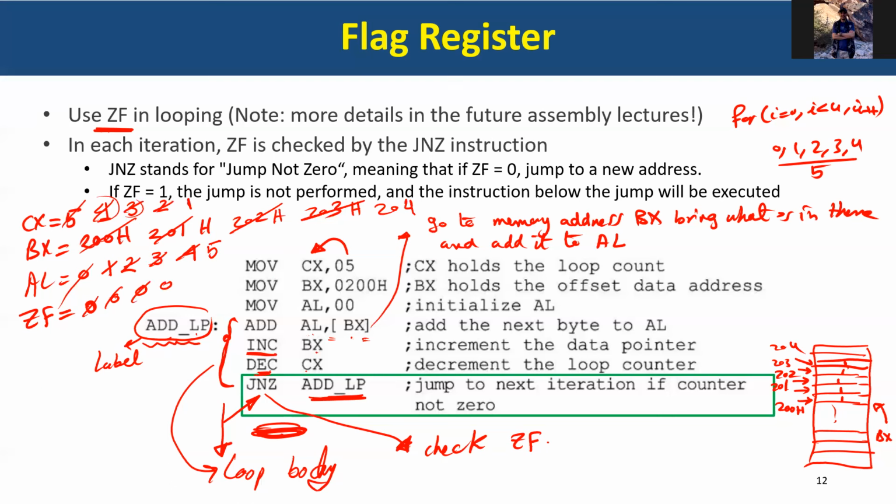I'm going to jump again, add AL and BX. So again, in 204 there is a 1. So add to AL, it will be 6. Increment BX, so BX will be 205. Now decrement CX, 1 minus 1 is 0. So the 0 flag will be 1. Jump not 0, it's a 0 now. So it will not jump. So it will continue and execute the next instruction.